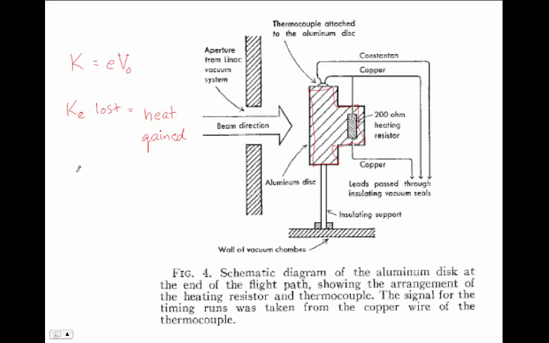As a result of that heat, delta Q, there should be a temperature rise. The heat rise is equal to the mass of the aluminum block times its specific heat, times the delta temperature. Therefore, all the experimenters had to do was measure the temperature rise in this aluminum block, and that gave a measurement of the heat rise, which is then a direct measurement of the kinetic energy.